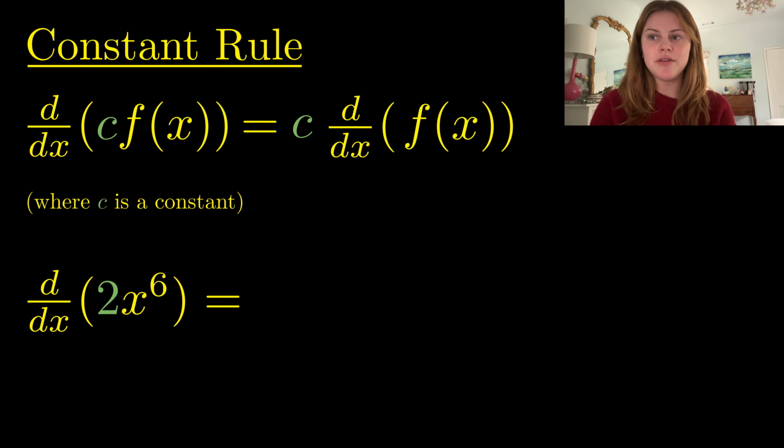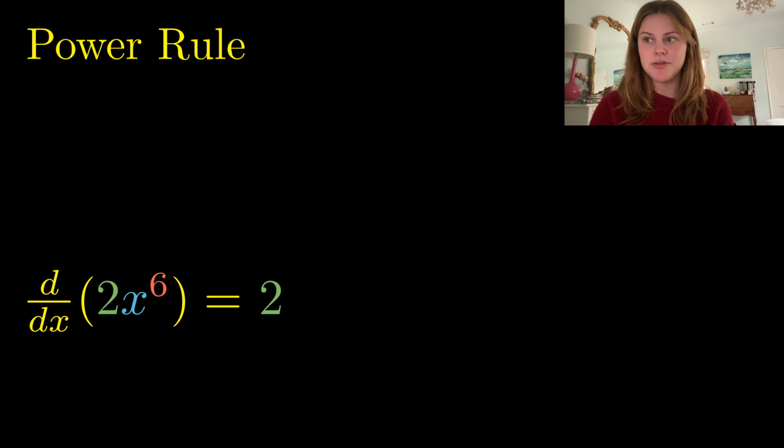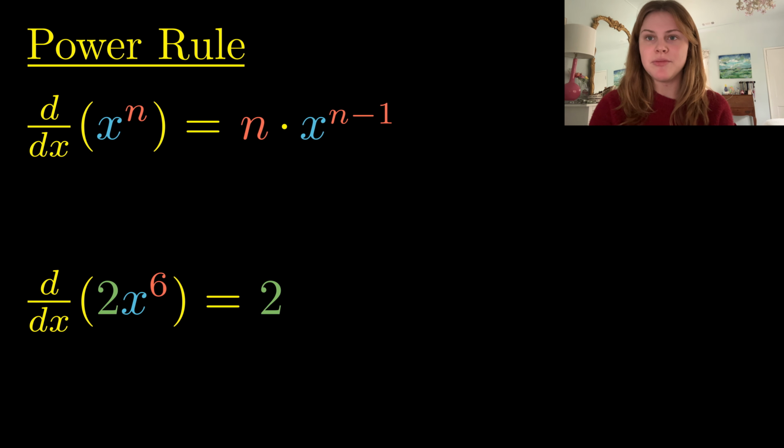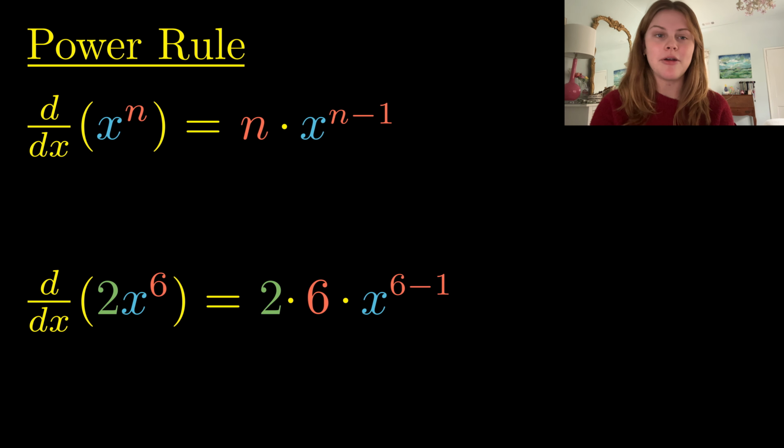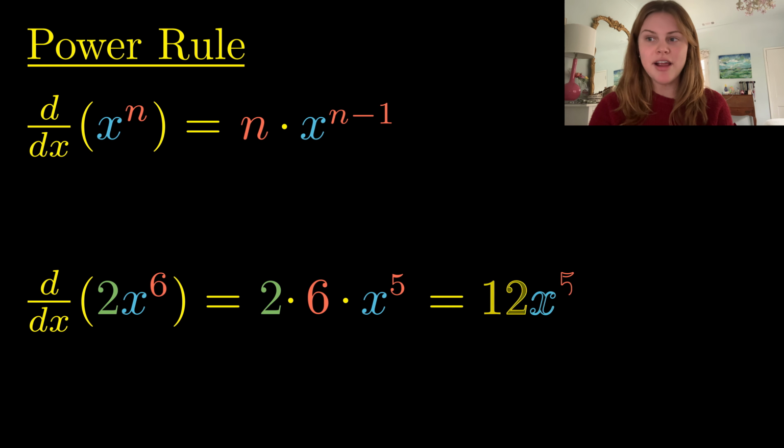So for our example of 2x to the 6th, where 2 is the constant, x is the base, and 6 is the power, because of the constant rule, we start by simply writing out 2. Then we will multiply that 2 by the derivative of x to the 6th. For that, we use our old friend, the power rule. So we drop 6 to the front and subtract 1 from our old power to get 2 times 6x to the 5th. We can simplify our answer, and we get our final derivative of 12x to the 5th.